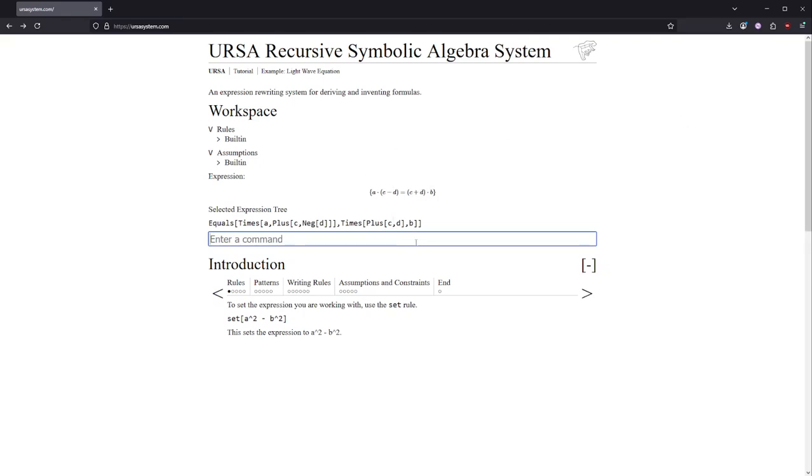We can run that recursively on every sub-expression by using the bottom-up rule. Bottom-up takes a rule, which I'm going to put in distribute, and runs that bottom-up on every sub-expression. So now we have a times c equals a times negative d, equals c times b plus d times b. So that's what we've got now.